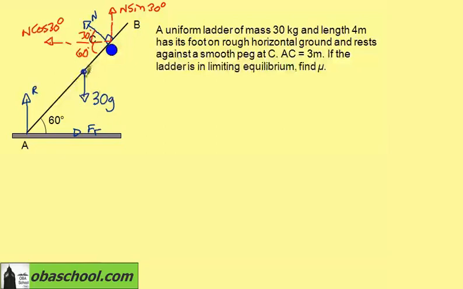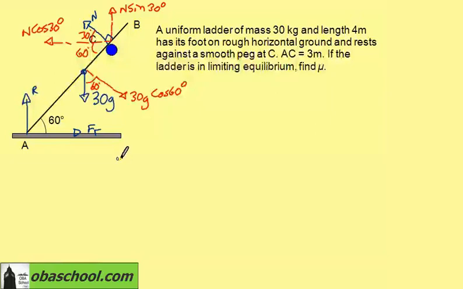We may need to resolve the weight if we're going to take moments. This is 60, which would make this angle 30, so this angle would be 60, and the component this way is 30G cos 60 degrees.